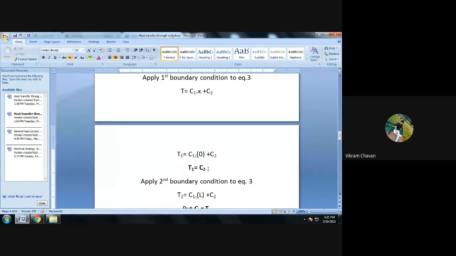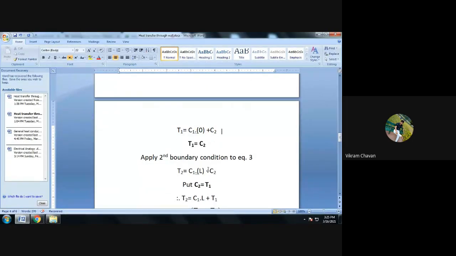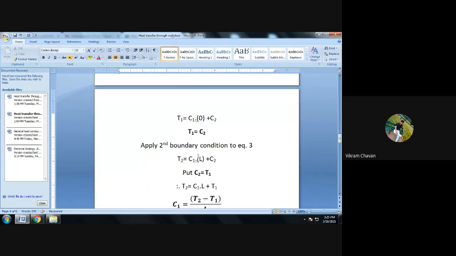Once again we have to apply the second boundary condition. What is the second boundary condition? When x is equal to L, at that point T becomes T2. So by applying the second boundary condition to equation number 3, as x is equal to L, we get T2 is equal to C1 multiplied by L plus C2.